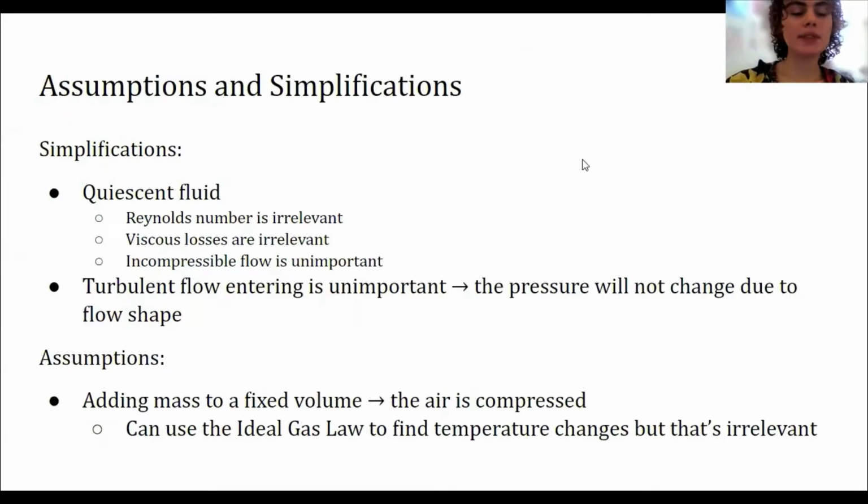So the air inside the sphygmomanometer is a quiescent fluid, which means there is no flow. A lot of non-dimensional parameters become unimportant. We don't care about the Reynolds number. We don't care about things like viscous losses. We don't care about flow models. It doesn't matter whether the flow entering is turbulent or laminar because it doesn't affect the pressure. We do know the air is compressed. We also know it is an ideal gas or can be modeled as.